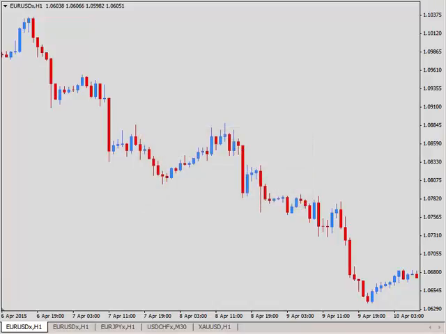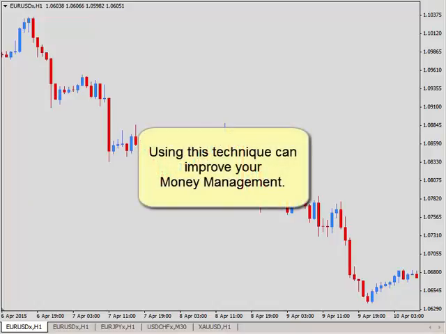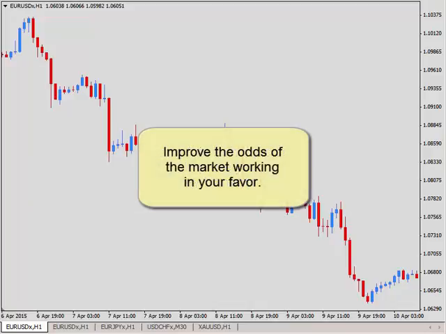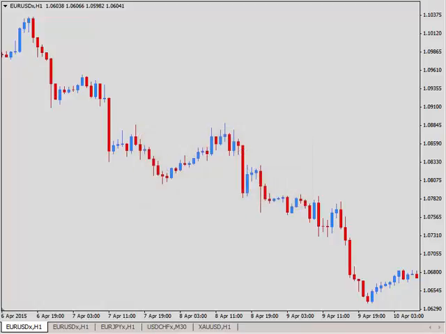Now, many of us in trading the Forex would like to have a 3-to-1. For that matter, many of us would just love to have a 1-to-1 reward to risk ratio. But using this technique, you can actually improve your money management, improve the odds of the market working in your favor, especially when the market is trending. Now, this may not work exactly as well in a range-bound market, so just follow along with me.